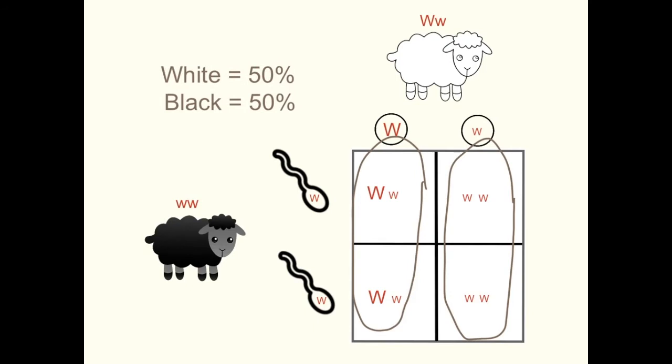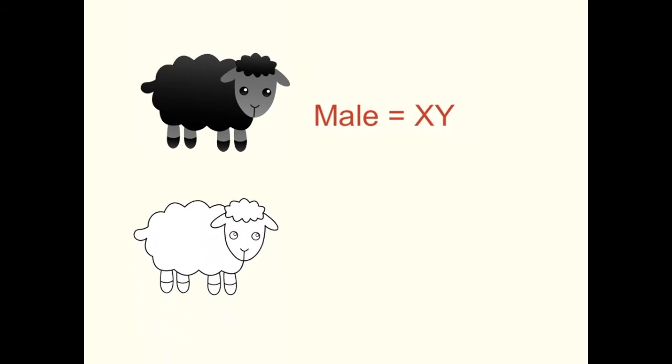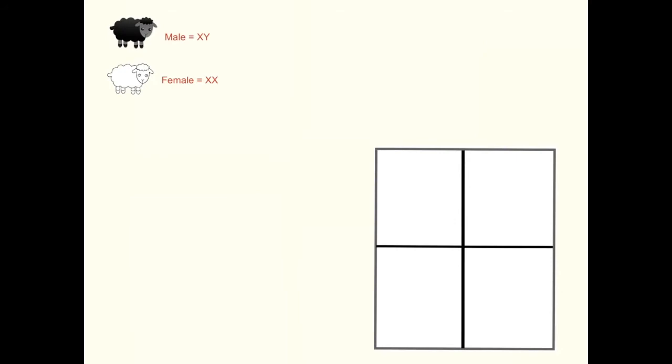Now, let's look at sex determination and look at specifically which sex chromosomes the male and female sheep could give to their offspring. So, male sheep are going to have two sex chromosomes, and will have both an X and a Y sex chromosome that it can give. Whereas our female sheep, which we have chosen to be white, has two sex chromosomes as well, but they're both X and X. Once again, we'll make a Punnett square to determine what genders their offspring could be.